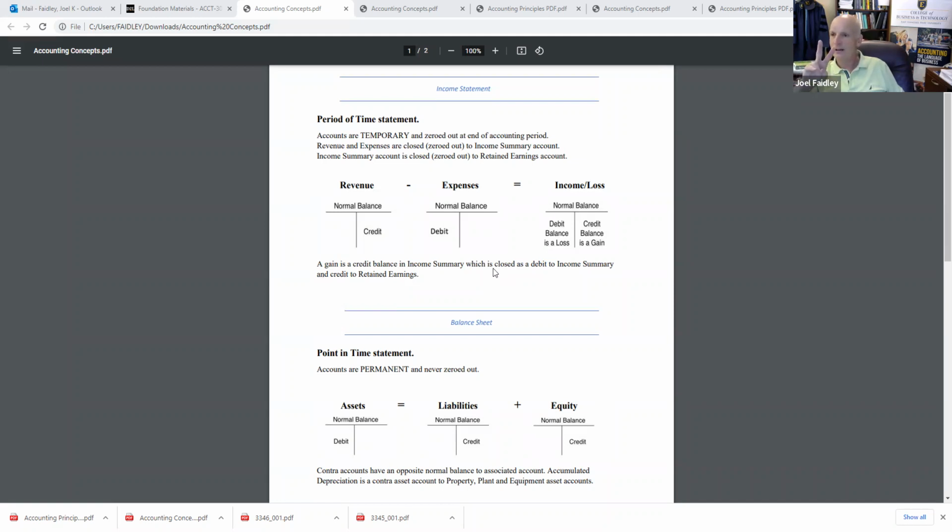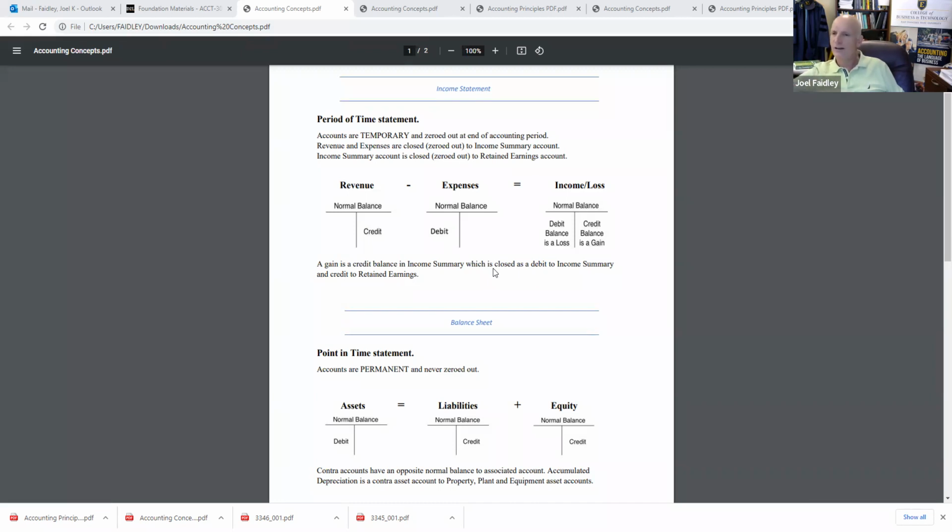Two of them are income statement accounts, which are revenues and expenses. You've got revenue accounts, you've got expense accounts. And then the balance sheet, the second statement on this page, is for a point in time. Those accounts are permanent and never get zeroed out. You say, well, why do you zero out income statement accounts? They're temporary. That's why you zero those out, and they get closed to what's called income summary, which ultimately gets closed to retained earnings, which is a balance sheet account. So retained earnings is the link between your income statement and your balance sheet.